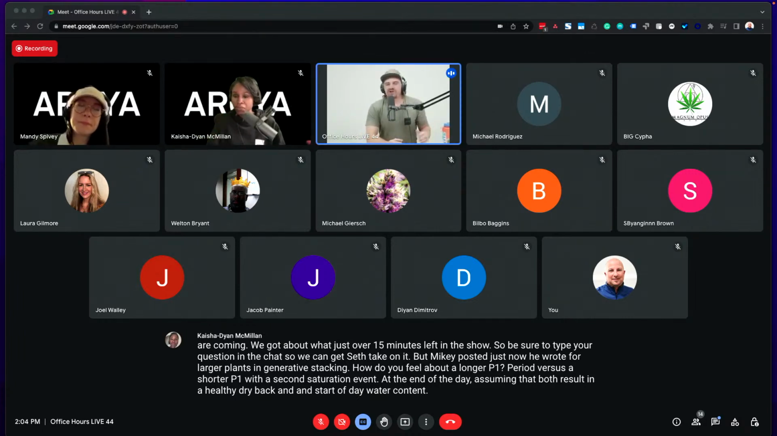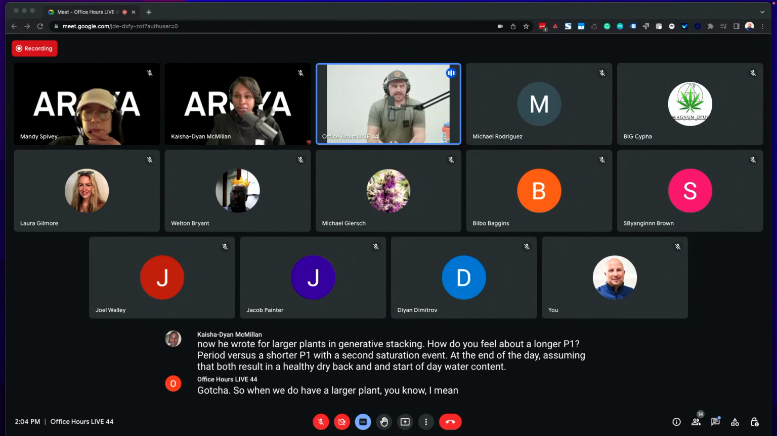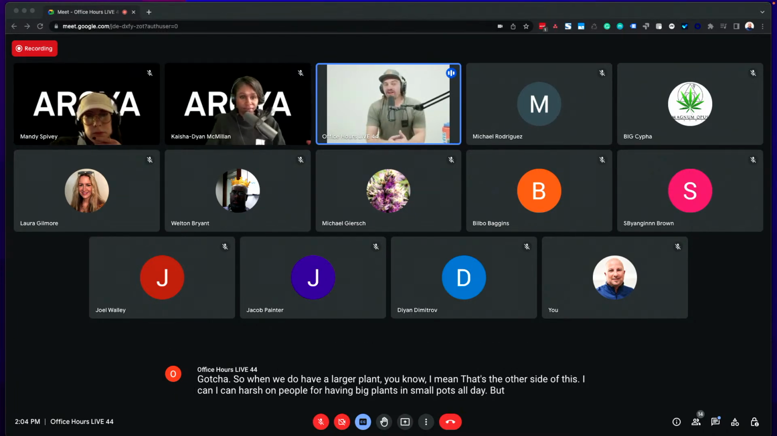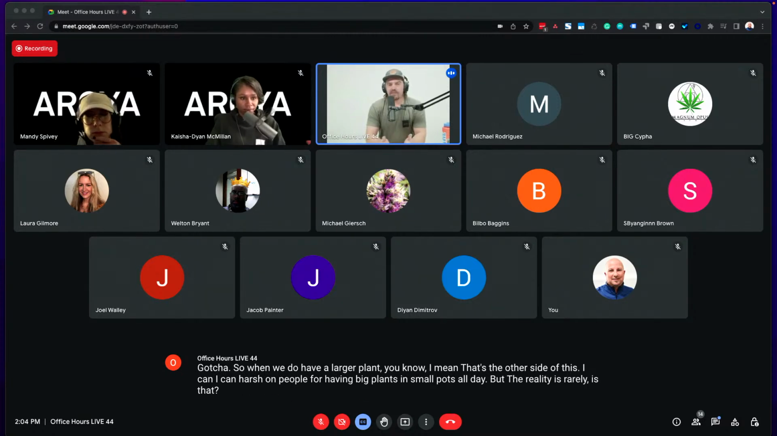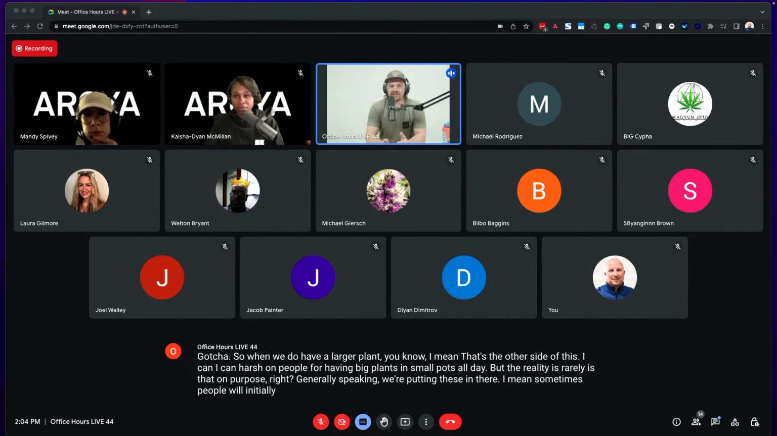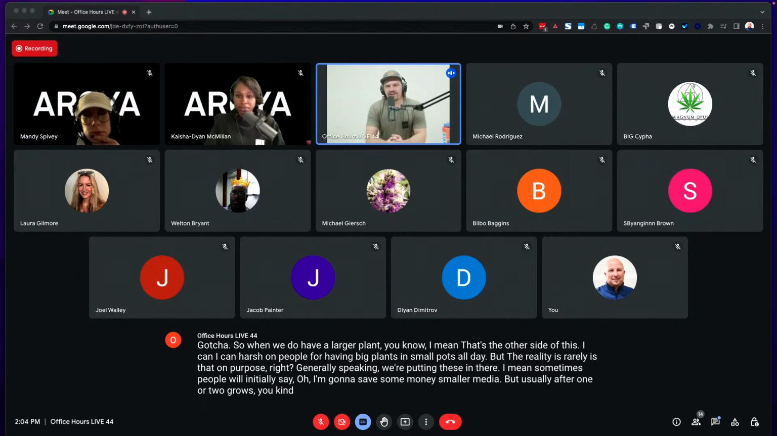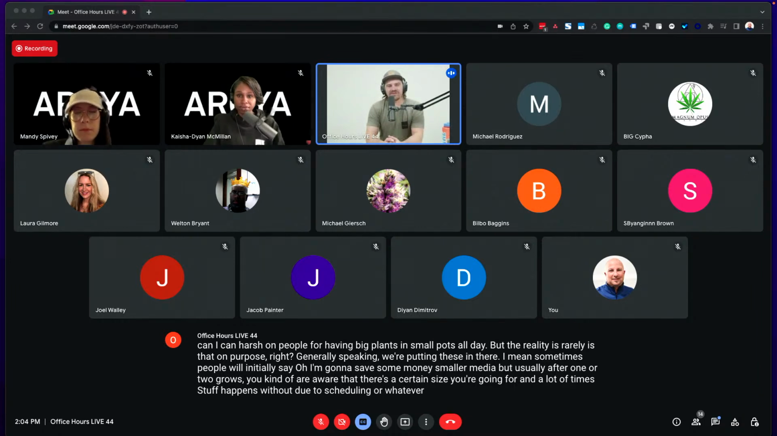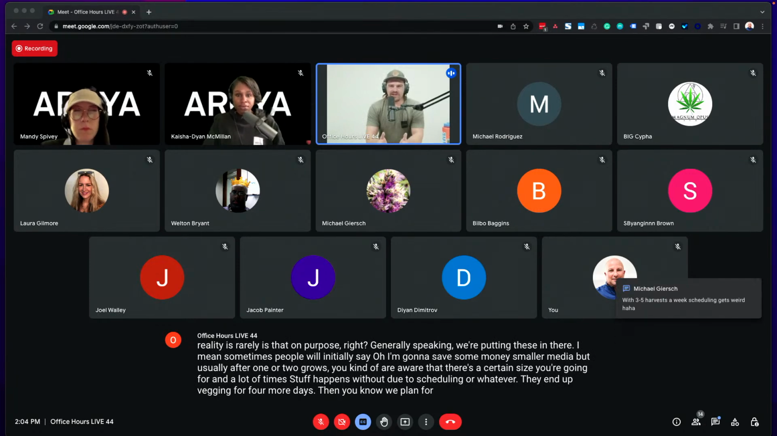Gotcha. So when we do have a larger plant, that's the other side of this. I can harp on people for having big plants in small pots all day, but the reality is rarely is that on purpose, right? Generally speaking, sometimes people will initially say, oh, I'm going to save some money, smaller media. But usually after 1 or 2 grows, you're aware there's a certain size you're going for. A lot of times stuff happens, due to scheduling or whatever, and they end up vegging for 4 more days than we planned for. A multitude of reasons the plants can get bigger.